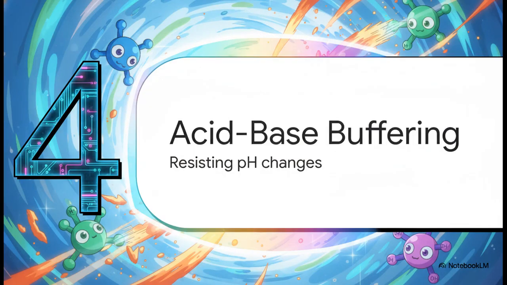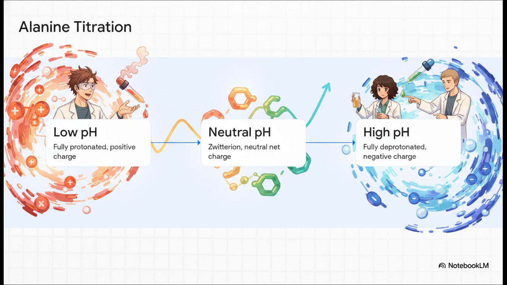Next up, Section 4, Acid-Base Buffering Superpowers. Let's transition from static anatomy to dynamic action. How do these molecules behave when the fluid environment around them changes? It turns out they possess absolutely incredible buffering superpowers. Because amino acids contain weakly acidic carboxyl groups and weakly basic amino groups, they can act as buffers, meaning they resist wild changes in pH.